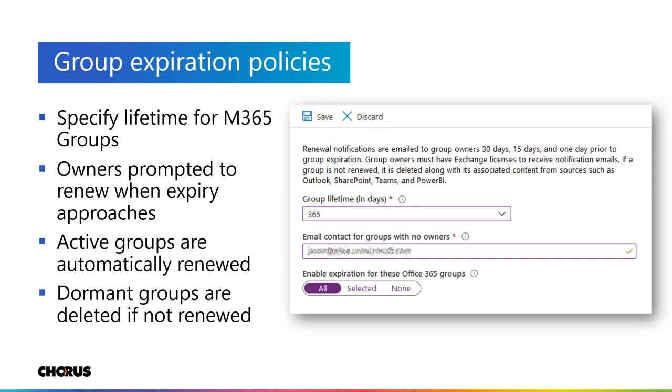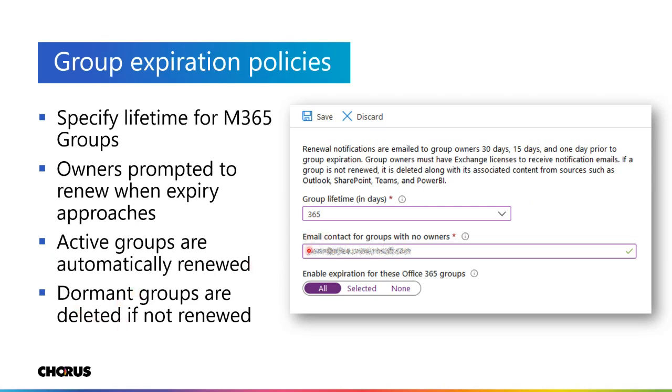So the first one is that if the group is active, if the team is active, it will be automatically renewed. It won't get deleted. And that activity can be absolutely anything. If someone views a file on the underlying SharePoint site, someone views a channel post, that all counts as activity and that will stop that group from being archived. So it's only dormant groups that are deleted if they're not actively renewed.